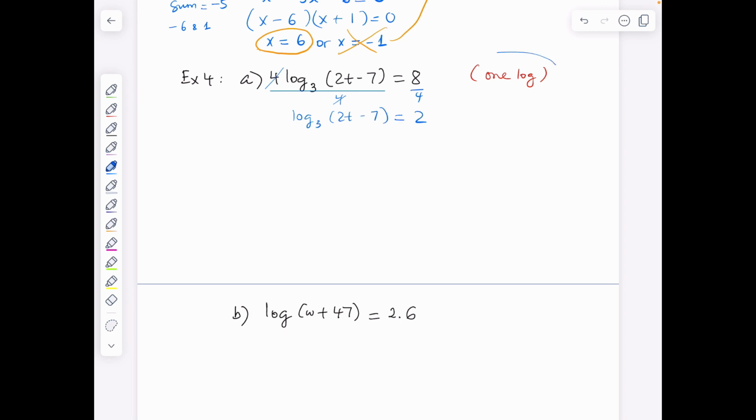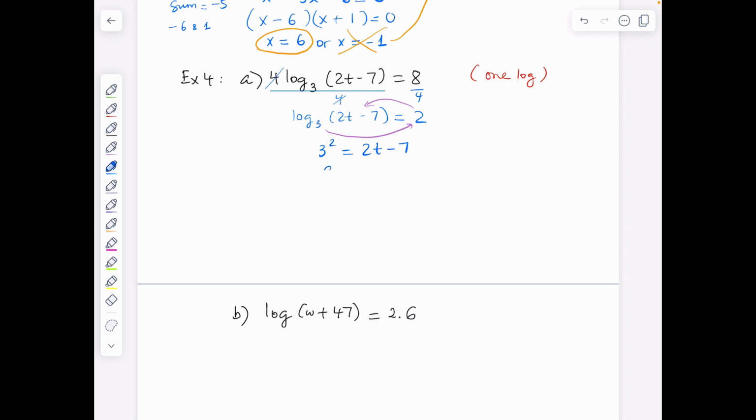So when there's only 1 log involved, you can go back to the definition of log and convert it to the exponential form. And use the arrow trick if you want to. So that's 3 squared is equal to 2t minus 7.